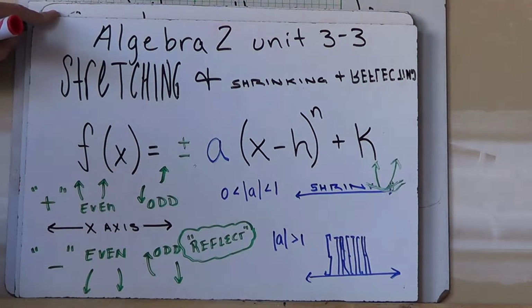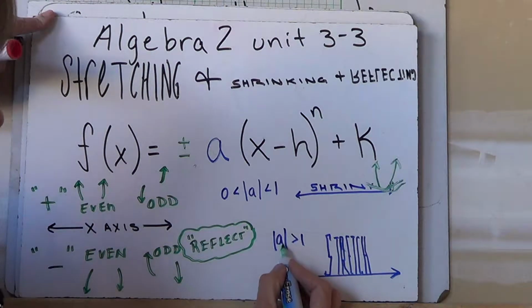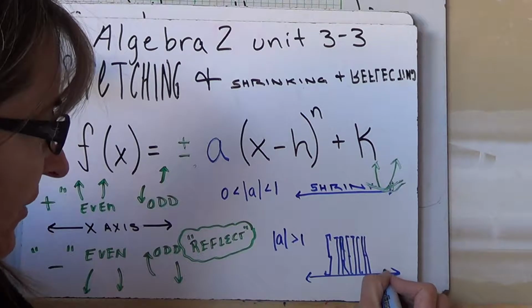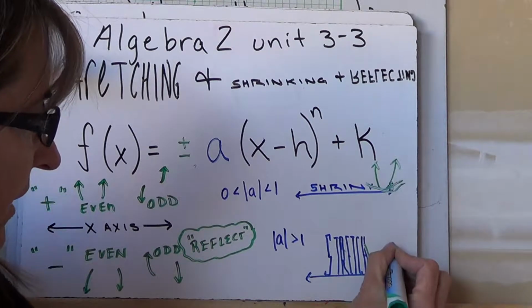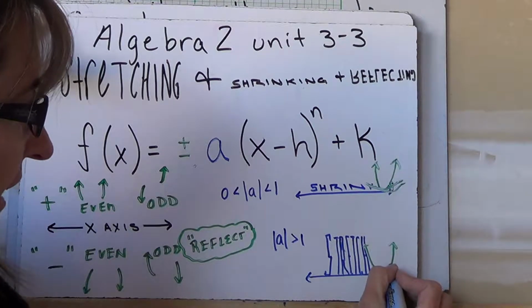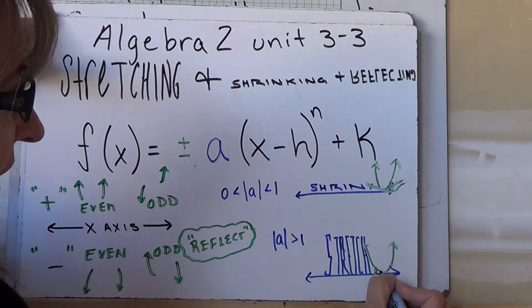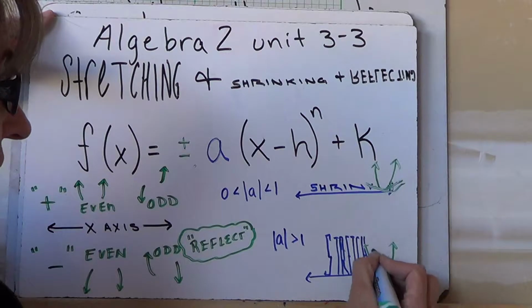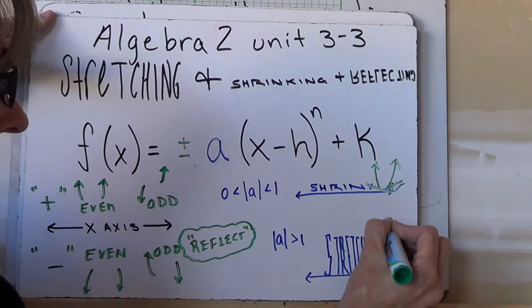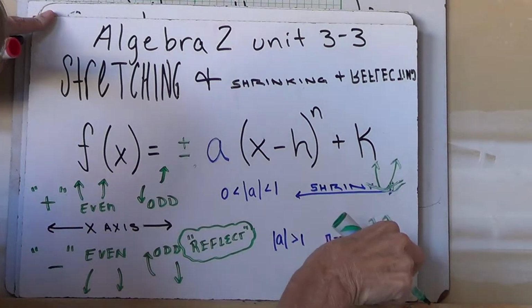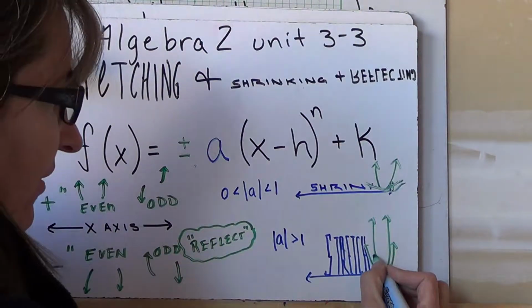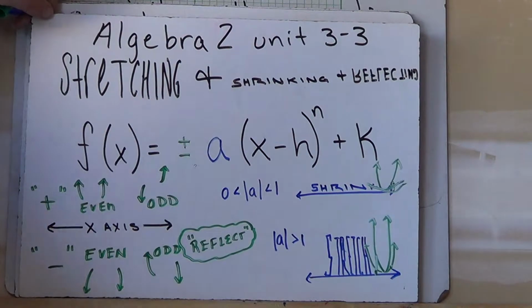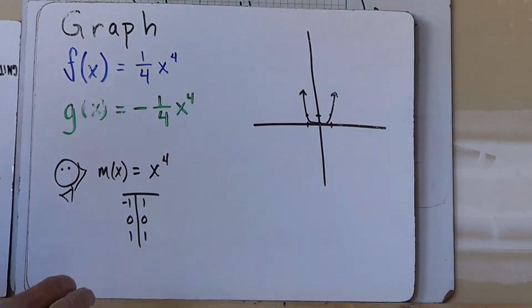Okay? When the absolute value of A is greater than 1, then it causes this distance on the parent graph that you have, like right here, this distance from here to here. When it's a number bigger than 1, it causes it to get real skinny here. And just think of it as being stretched right off the x-axis, like this. That distance just stretched, okay? So now let's go to some graphs.